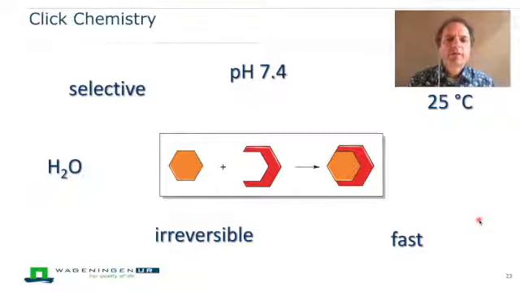It basically denotes a subclass of all chemical reactions, but only those that qualify and fulfill a set of very stringent conditions. For example, the reaction has to be extremely selective. It has to be able to operate at neutral pH at room temperature. It has to be fast and irreversible. And maybe most difficultly, it also has to be performed in water.